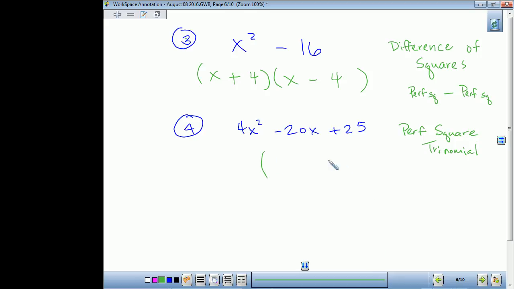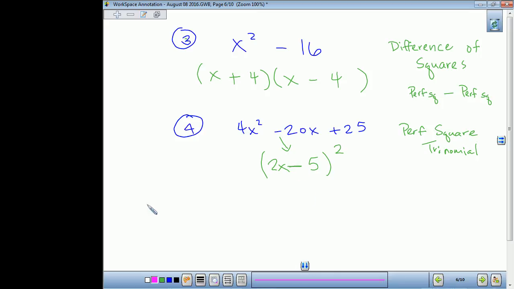And it factors to a binomial squared. So what is the square root of 4x squared? 2x. What is the square root of 25? 5. And then if you remember from last year, we always do the sign of the middle.